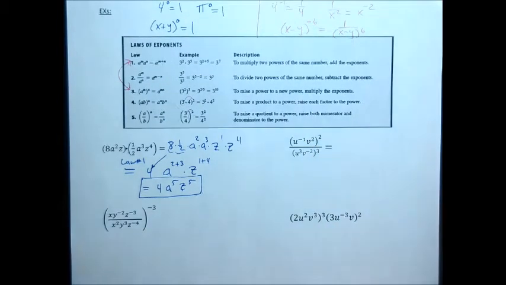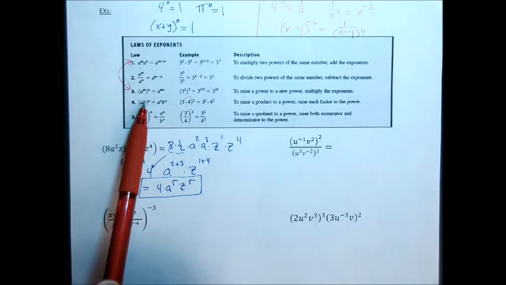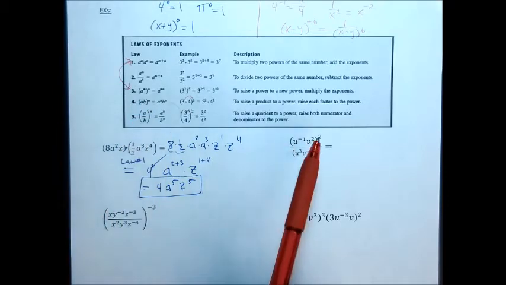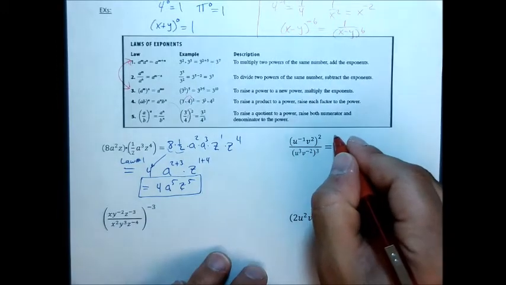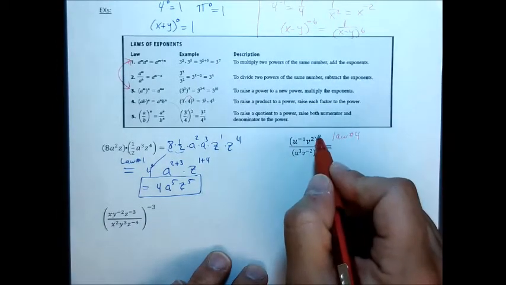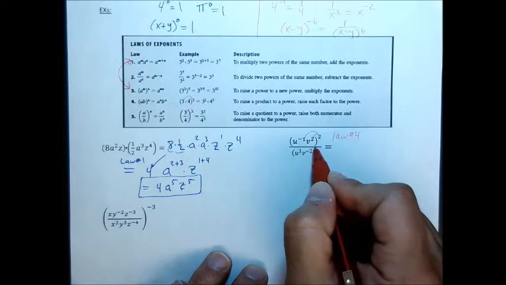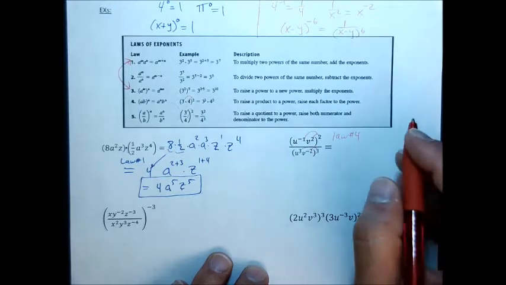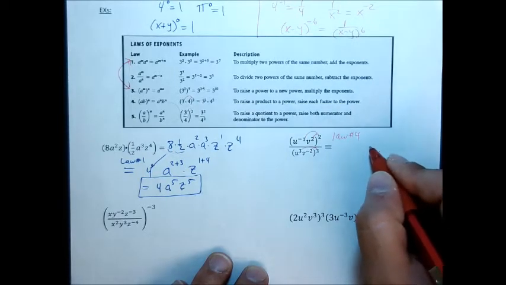And so there's another law we need to use before number 2, and that law is number 4, because here we have numbers inside parentheses raised to a power, and here we also have numbers inside parentheses raised to a power. So the first thing I'm going to do is use law number 4 to distribute the powers inside of the parentheses. And so when I do that, I'm going to write out all the details here.